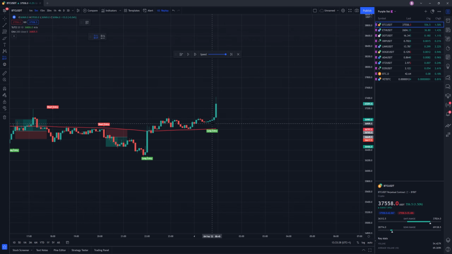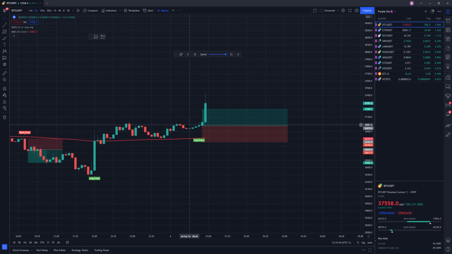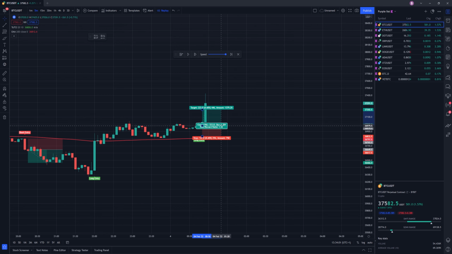What do we want to do? Place a long position on the next candle right here. And for this strategy, I was backtesting it a little bit, and what I want to do is always a 0.4% stop loss and a 0.6% win as my target point. So the risk reward is going to be 1.5. This one would have hit.